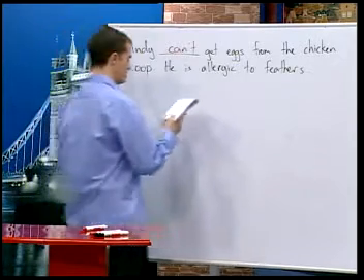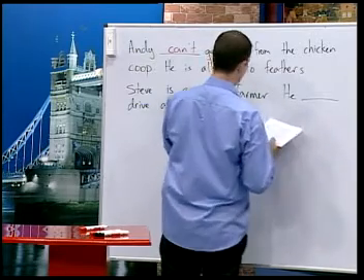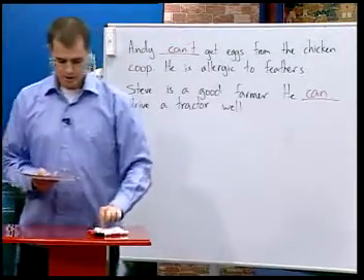Monica, here's one for you. Steve is a good farmer. He, something, drive a tractor well. What do you think, Monica? Steve is a good farmer. He can drive a tractor well. Excellent. I use can for ability here. Steve is a good farmer. He can drive a tractor well. Ability. Can for ability. Good.